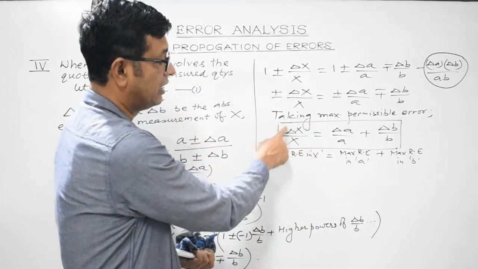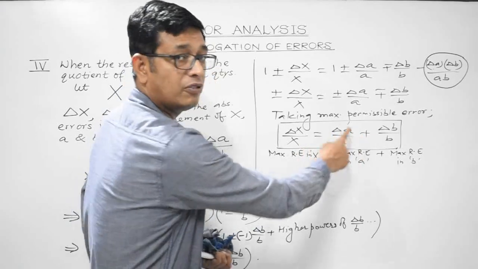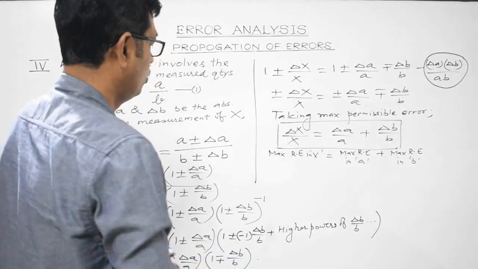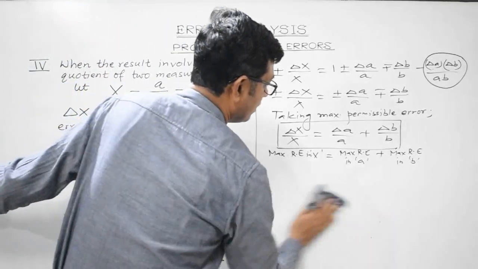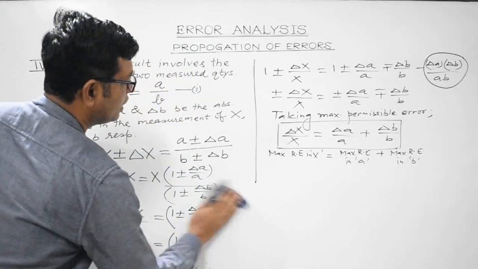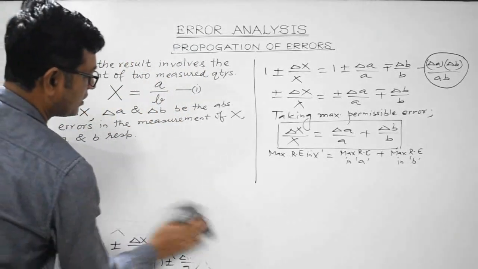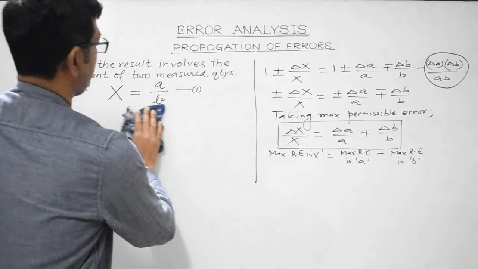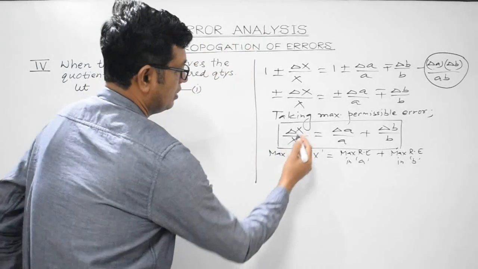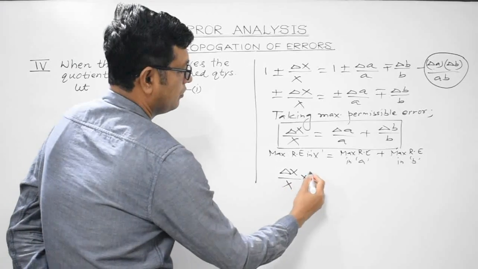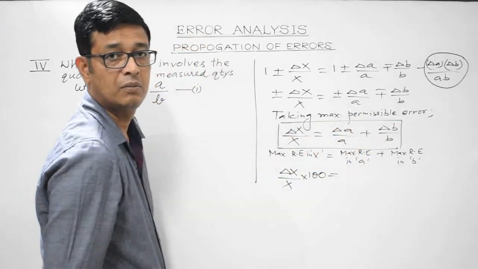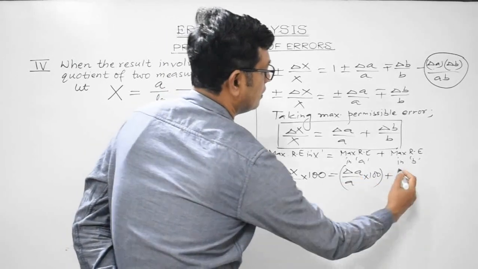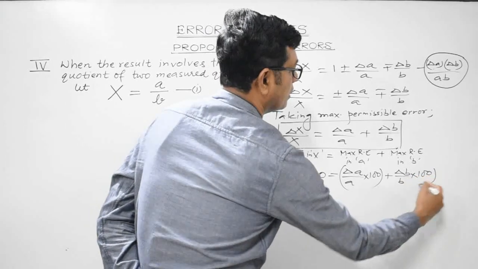That is, the maximum relative error in the result is given by the sum of the maximum relative errors in the measured values, right? It can be further modified in this manner. We can multiply both sides by 100, so the result can also be expressed in terms of percentage error. Let's check it out. We multiply both sides by 100, so it will be del A by A multiplied by 100 plus del B by B multiplied by 100.